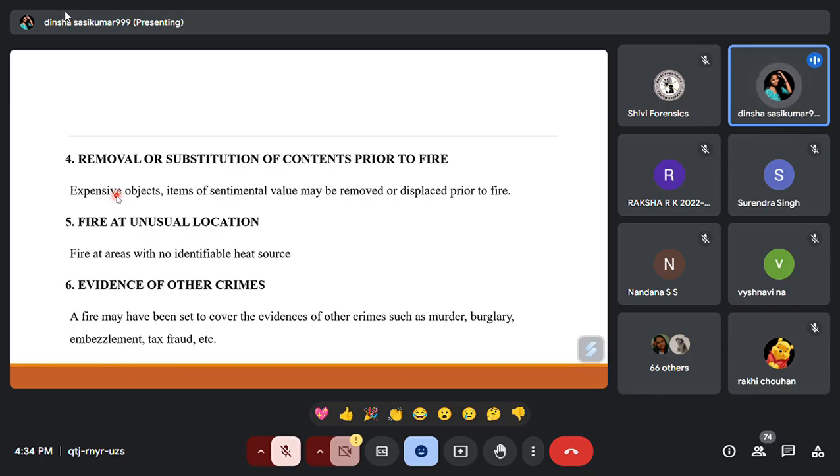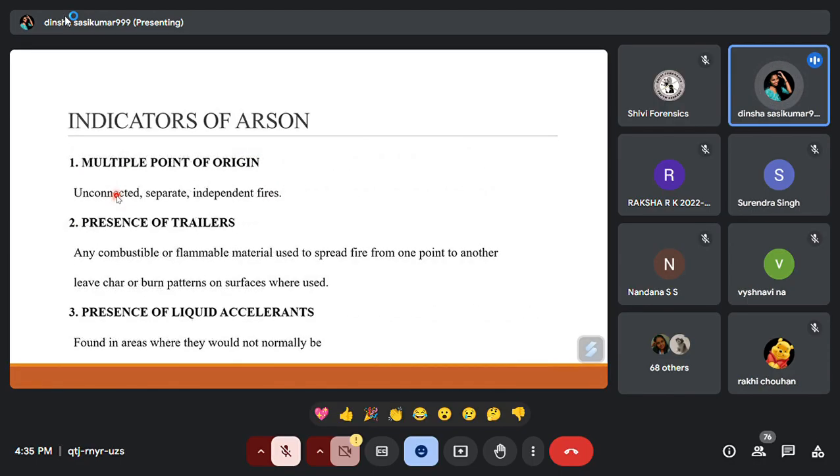The sixth one is evidence of other crimes. A fire may have been set to cover the evidence of other crimes such as murder, burglary, embezzlement, tax fraud, etc. As we have discussed earlier, some criminals may use fire to destroy the evidence of other crimes. So if there is evidence from murder, burglary, embezzlement, or any other kind of crime, this is also an indicator. These are the indicators of incendiarism, or indicators of arson.